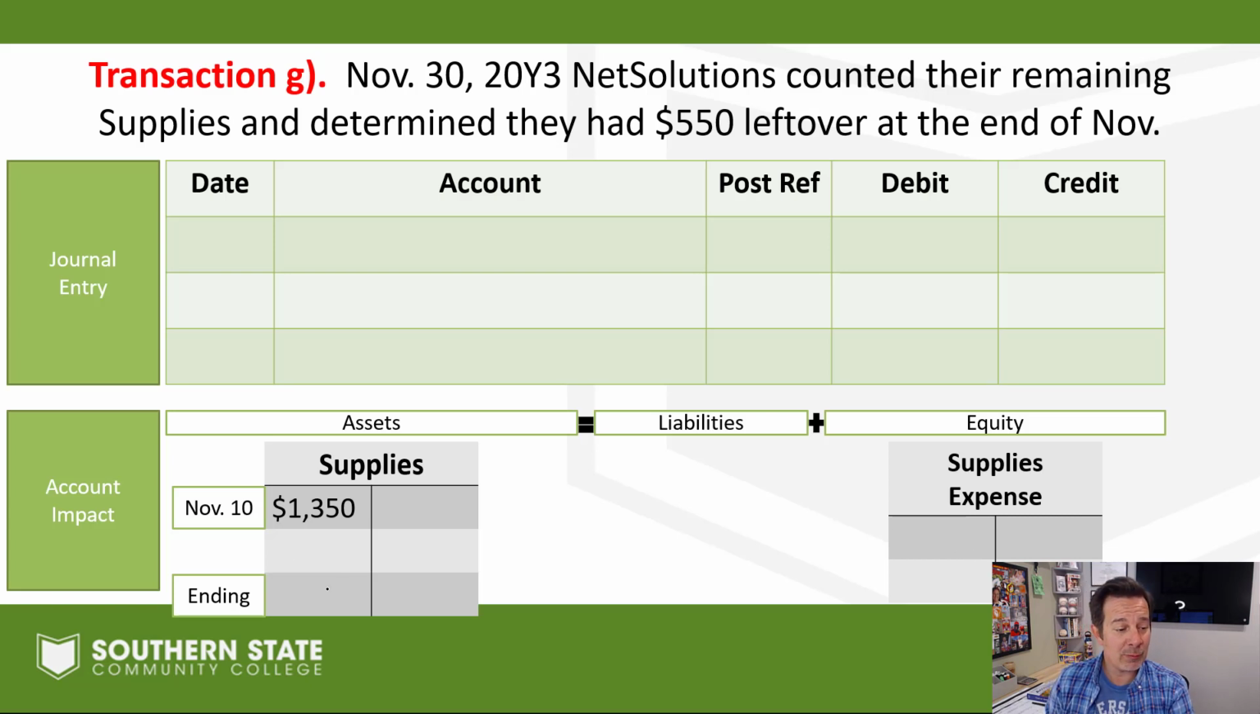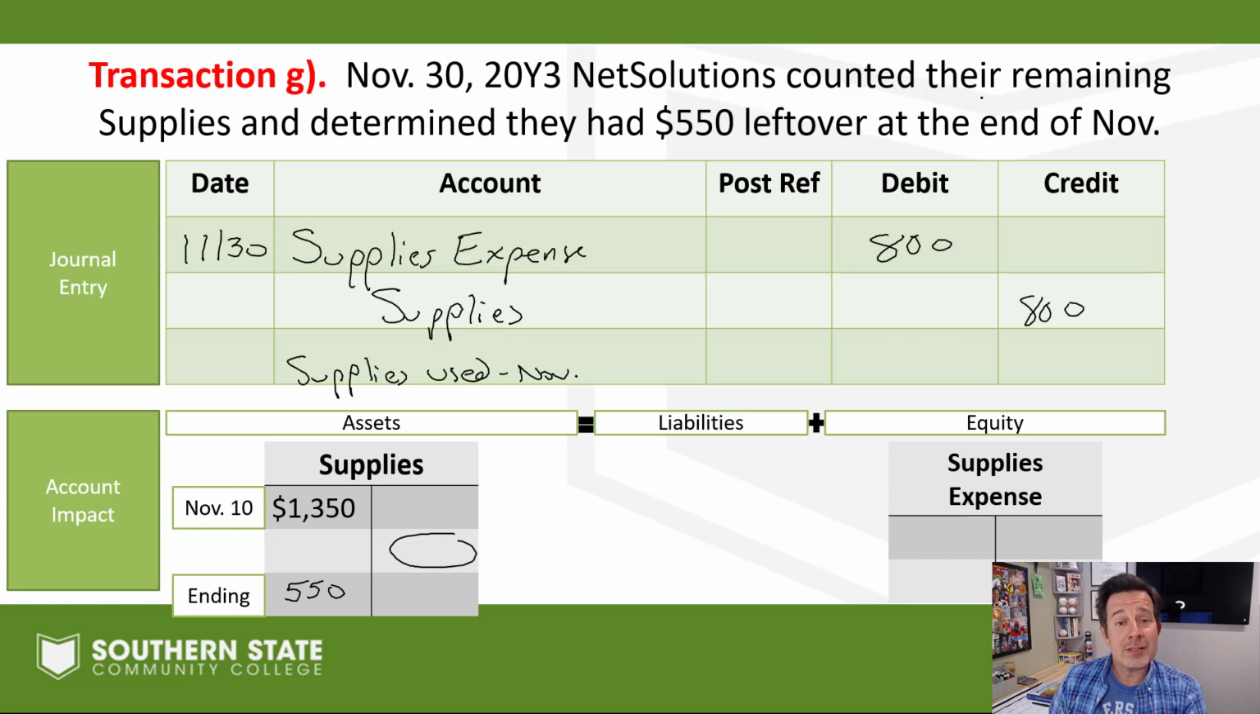All right, we began with $1,350. We're down to $550. So we need to make some kind of entry that will bring that account down. $1,350 minus $550 is $800. I'm going to go ahead and make the entry. You can do the same. We're making an $800 entry to reflect the supplies we've used up during the month of November.